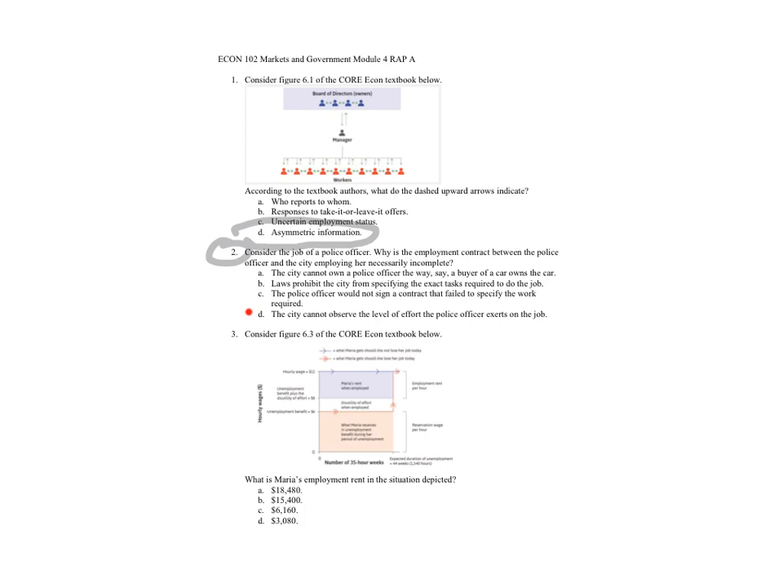Anyway, finally, the city cannot observe the level of effort the police officer exerts on the job. That's the winner right there. Sorry, I circled the wrong one. There it is. That's a common problem with employment contracts, is that you can set the terms of the pay, you can set the terms of the expectations of the work to be done, you can specify, but at the end of the day, it's really hard to observe the level of effort that a policeman is actually exerting. And that's not just true of police officers, but all throughout the economy.